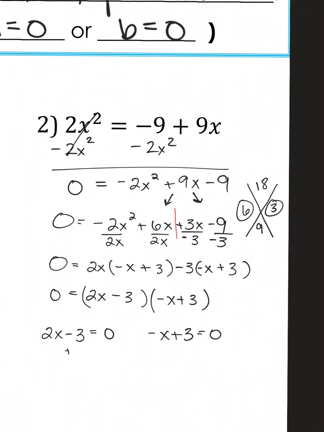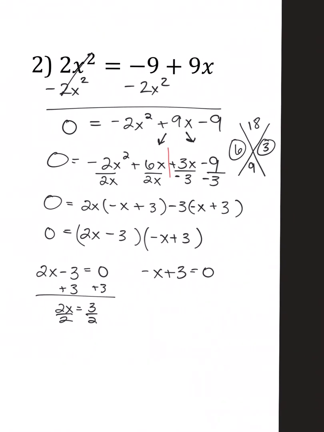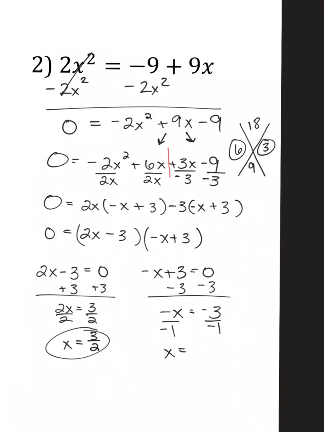When I solve the equation on the left, I add 3 to both sides. I end up with 2x equals 3. I would divide by 2 on both sides, and I get x equals 3 over 2. So that's my first solution. In my other equation, I'm going to start by subtracting 3 on both sides. Now I have negative x equals negative 3. Both sides need to be divided by negative 1, and I end up with x equals positive 3.